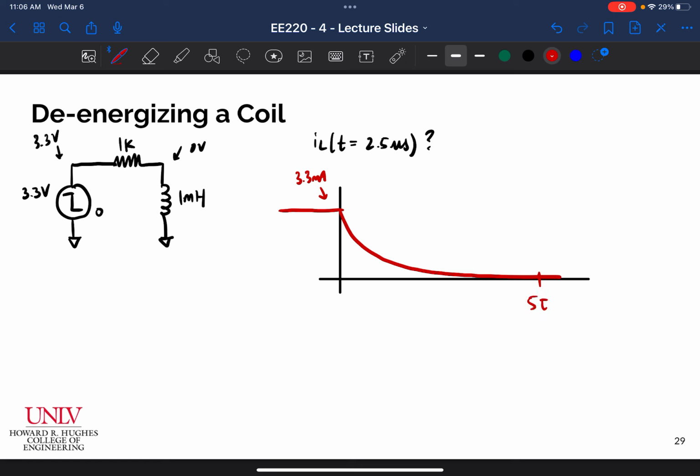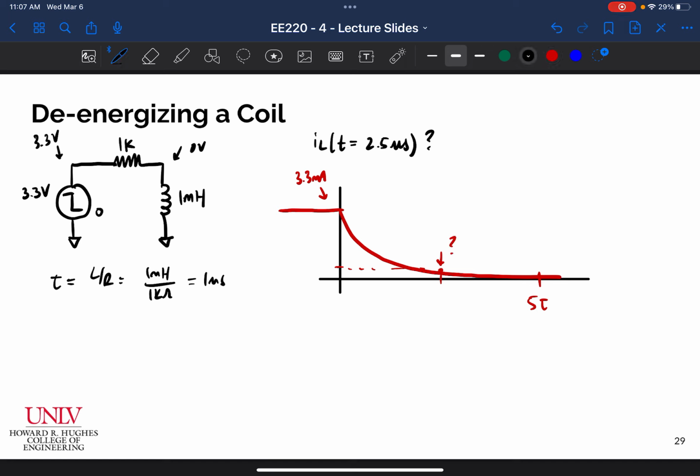And let's first determine what tau is in this example. Tau is L over R, so it's going to be 1 millihenry divided by 1 kilo ohm, which is 1 microsecond. And so at 2.5 microseconds, we're going to be at around 2.5 tau, which is somewhere right in the middle, like right here. And I want to know what is my current at that point. That's what I'm interested in.